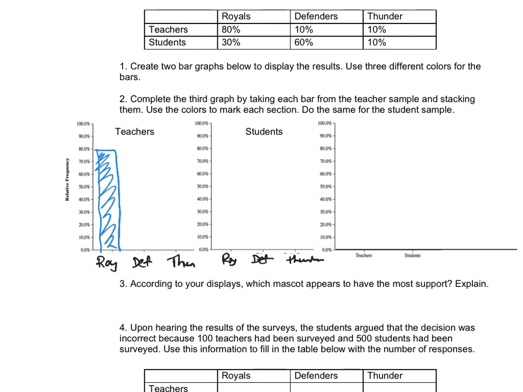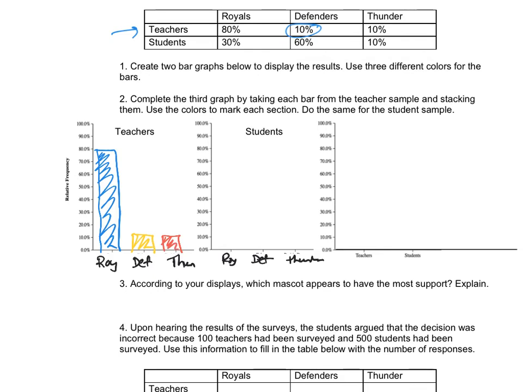80% chose the Royals. Okay, for teachers, we're just looking at the teachers right here. 10% chose Defenders. Let's do that in yellow. And Thunder, I'll do that in red. 10% chose Thunder. And that makes 100% of the teachers that were surveyed.